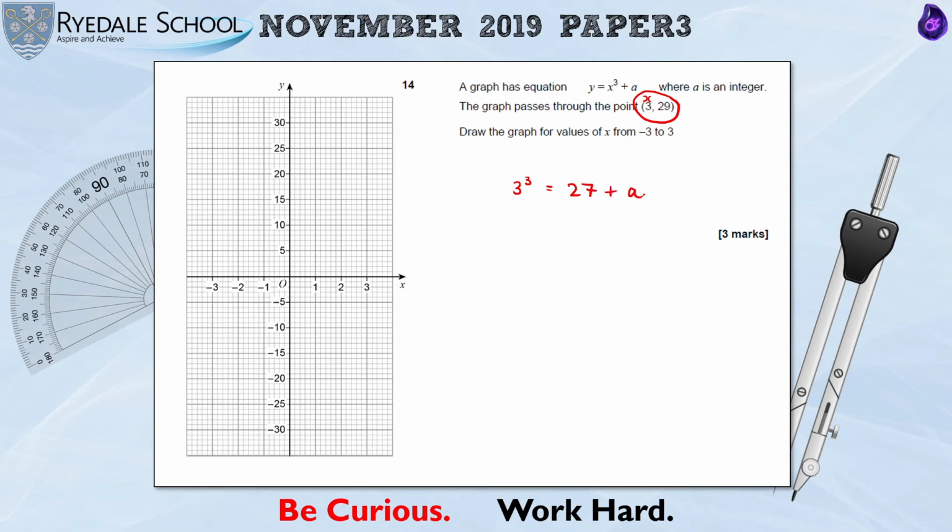Okay? But we know that y needs to be 29. But we've got this plus a part. Okay? So that plus a part, the extra bit, is helping us work out how we can get to 29. So we need to add 2. A is 2. So we've now got the function y equals x cubed plus 2. And now we're just going to plot the points on the graph. We know that it's (3, 29).